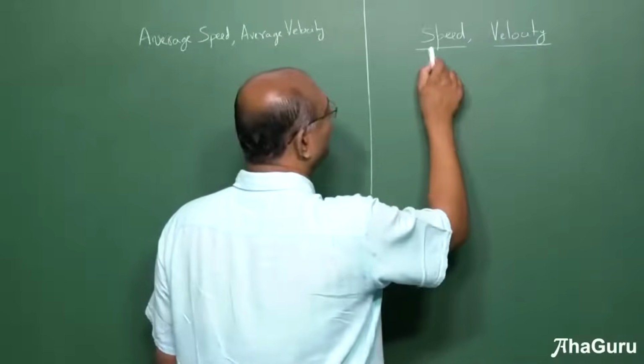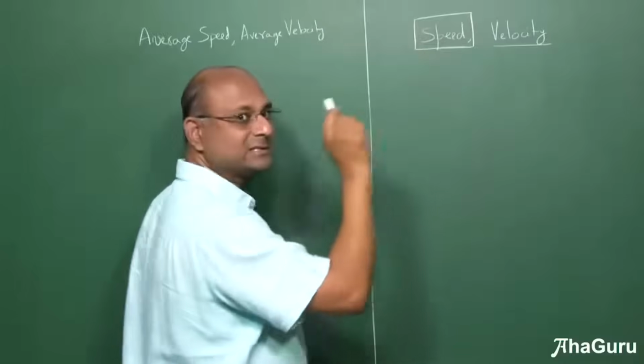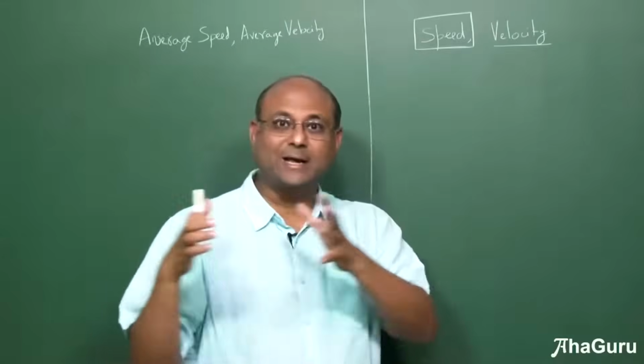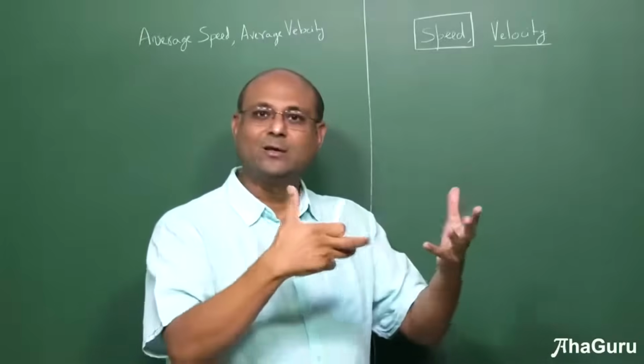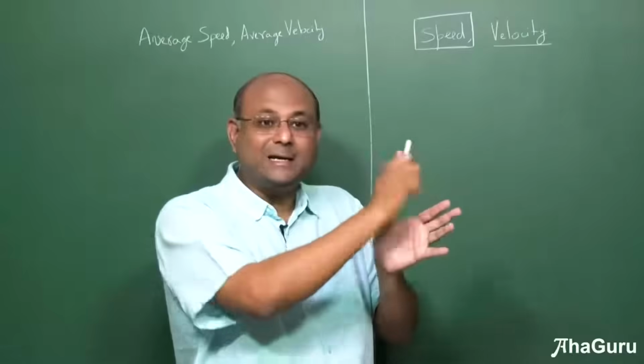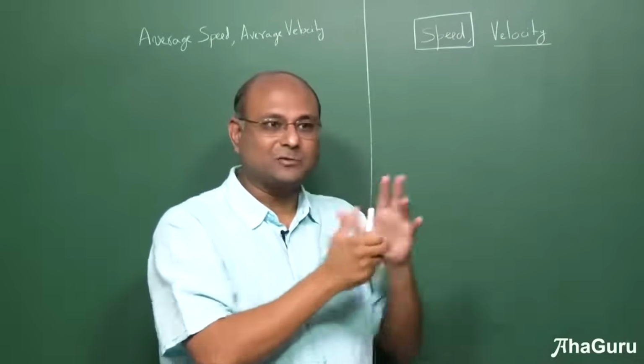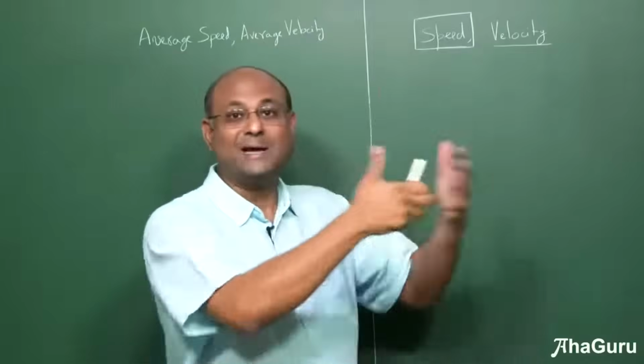Let us now look at what is speed and what is velocity. First, let us look at what is speed. Everybody knows what speed is, right? If you're taking a car or you're taking a bike and you're going, you know that your speedometer tells you 30 kilometers per hour, 50 kilometers per hour. So that is the idea of speed, how fast you are moving.